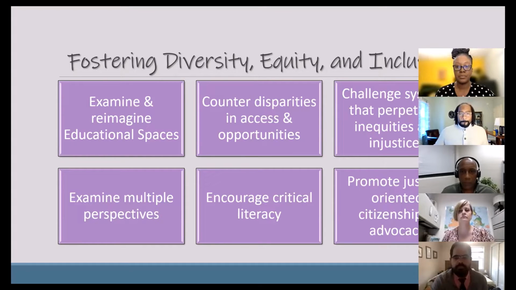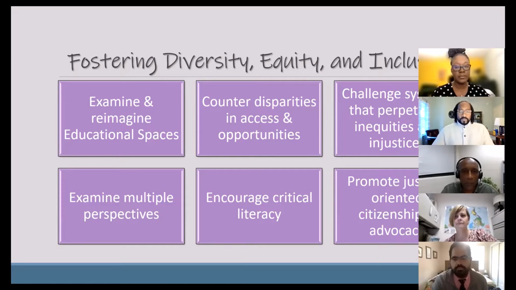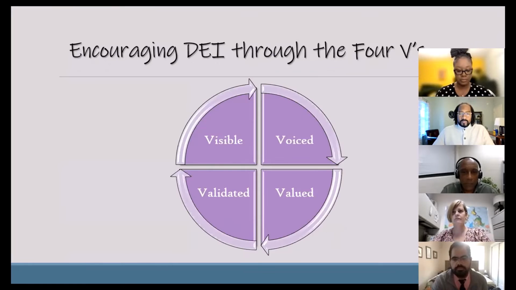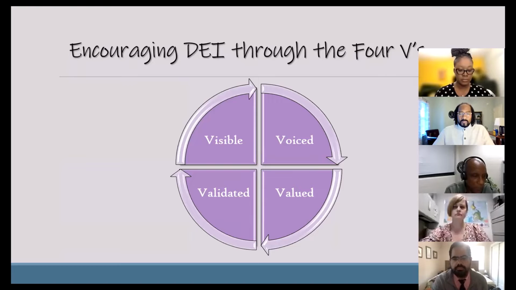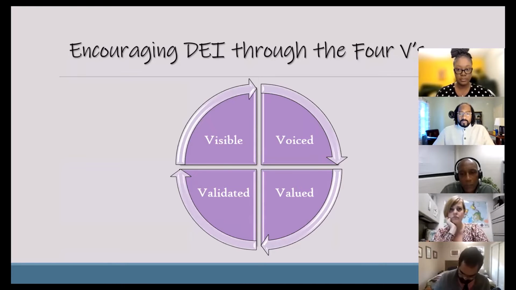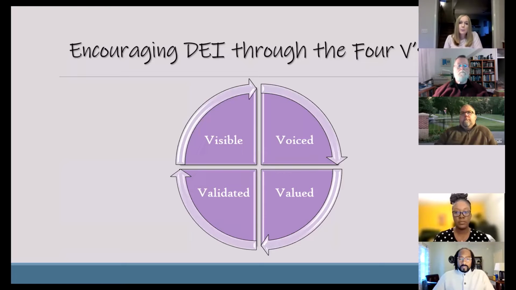So as we move throughout our breakouts this evening, you will see connections to many of these themes in relation to fostering diversity, equity, and inclusion. And a lot of the work that Greg and I do in relation to professional development, we frame our ideas around these 4 V's. How do we ensure in our schools and in our curriculum that diverse students, diverse representations are visible, that they are voiced, that they are valued, and that they are validated?